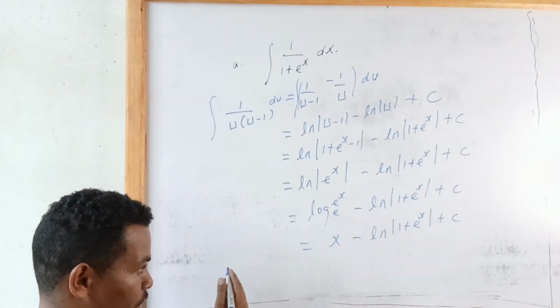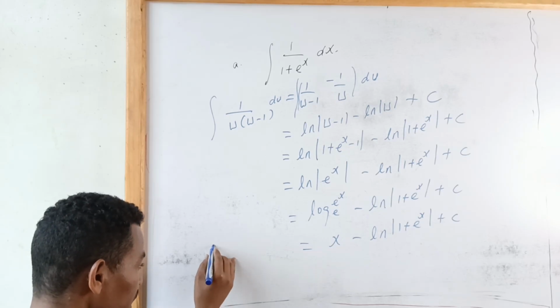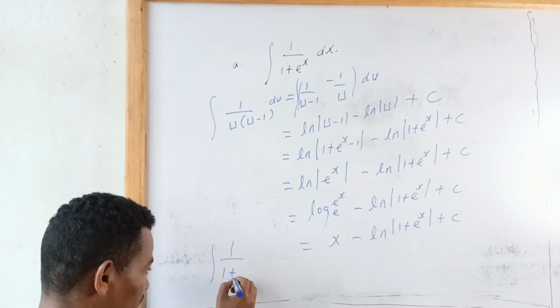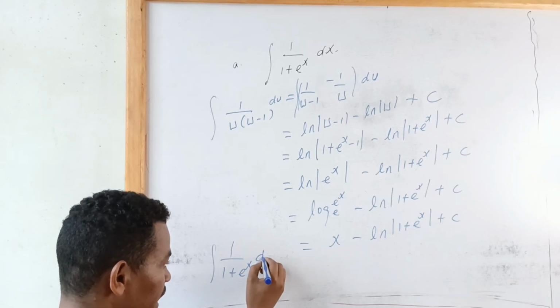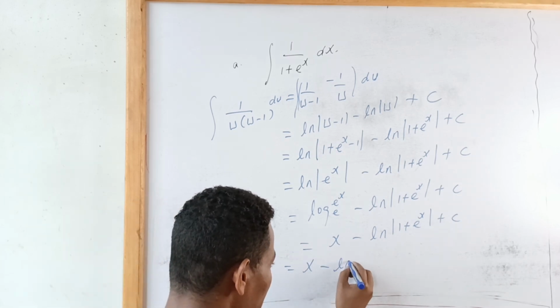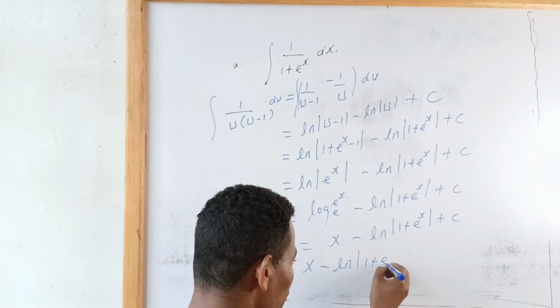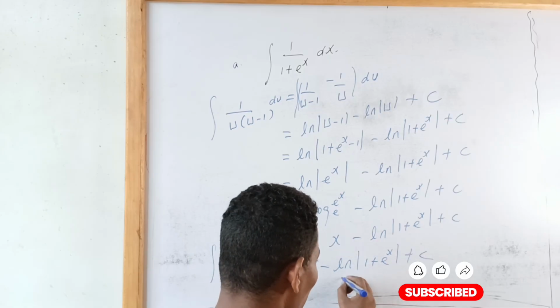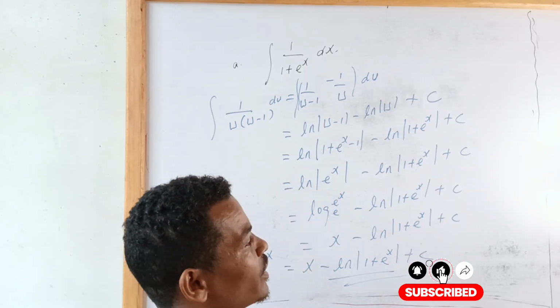So from this we conclude that integration of 1 over 1 plus e to the power of x dx is equal to x minus ln absolute value of 1 plus e to the power of x plus any constant number c. Thank you.